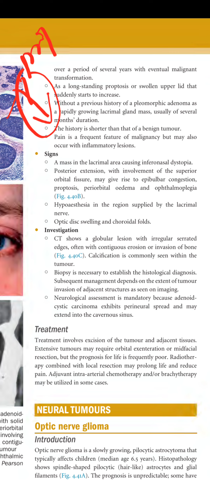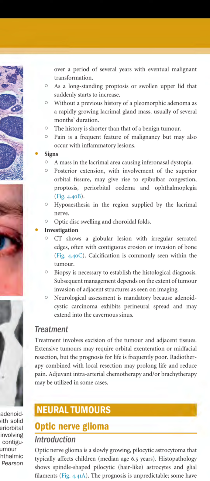The history is shorter than that of a benign tumor. Benign tumors usually present with a duration of 1 year or more, whereas this presents with a much shorter history. Pain is a frequent feature of malignancy but can also occur with an inflammatory lesion. A mass in the lacrimal area causing inferonasal dystopia, with posterior extension involving the superior orbital fissure, may give rise to epibulbar congestion, proptosis, periorbital edema, and ophthalmoplegia.